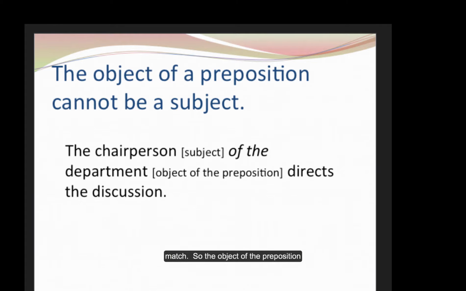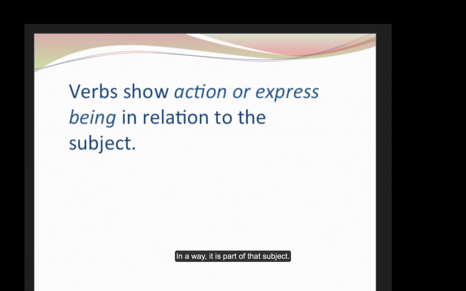So the object of the preposition cannot be a subject. So look at this sentence. The chairperson of the department directs the discussion. What is the subject? Well, the subject is chairperson. Of the department describes that chairperson. So the object of the preposition only describes the subject more. In a way, it is part of that subject.